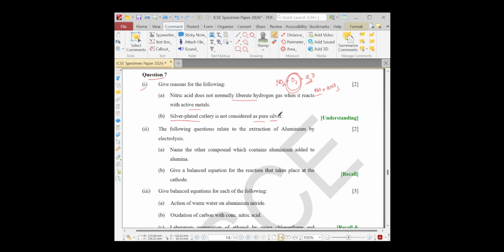Then next it says silver plated cutlery is not considered pure silver. Pure silver is silver throughout. When it is silver plated, that means there is some other material inside and outside there is a plating of silver, right?